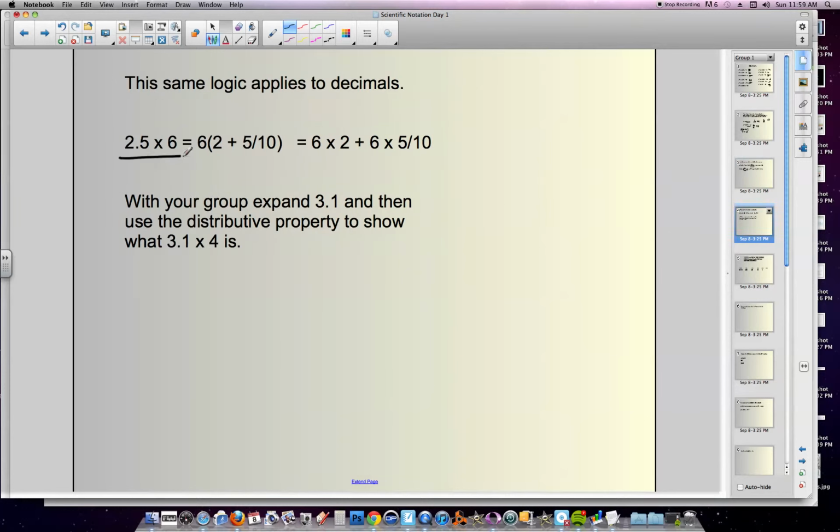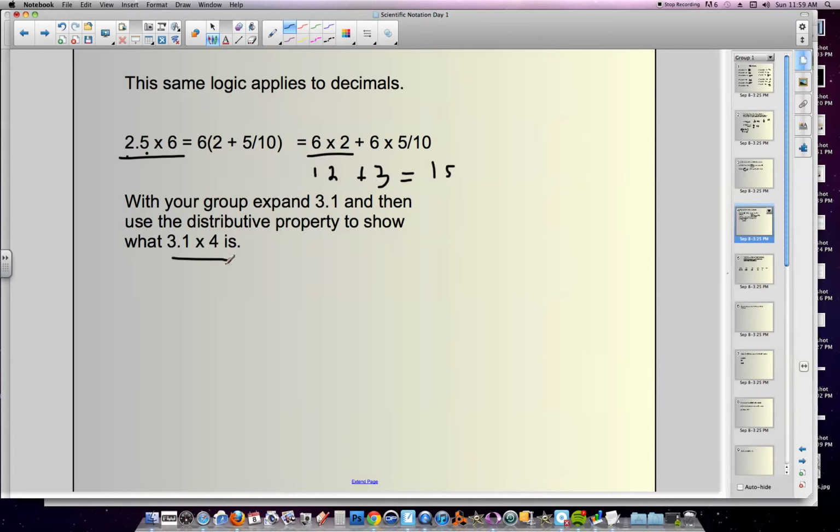Because if I said, what's 2.5 times 6? I can pretty easily say, hey, this is the same thing as 6 times 2 and 6 times 0.5. Okay, well, what is 6 times 2? Well, that's 12. That's pretty easy, right? Plus, well, what is 6 times 5 over 10? That's 30 over 10, or 3. So 2.5 times 6 is 15.